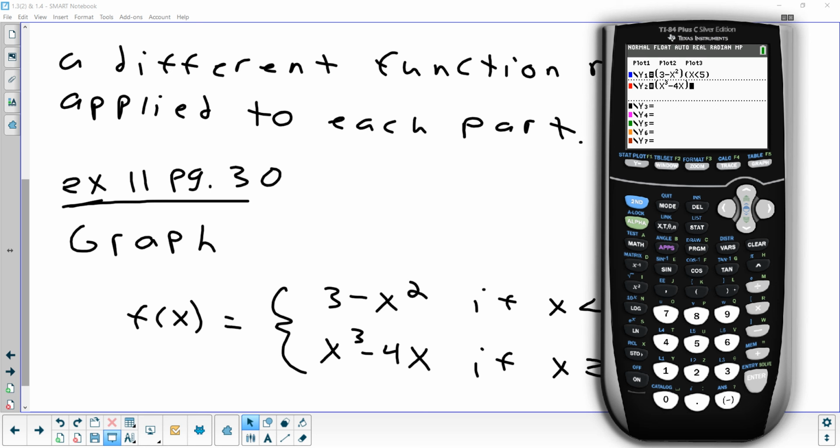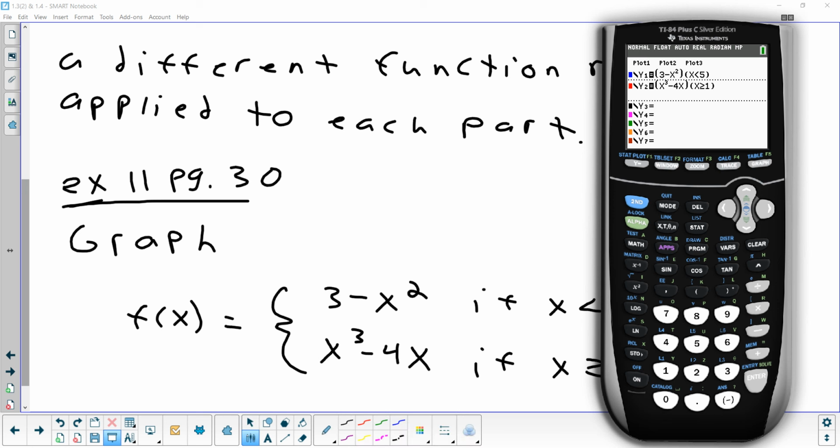X cubed minus 4x. And this time it's x greater than or equal to 1. So x second test, greater than or equal to 1.